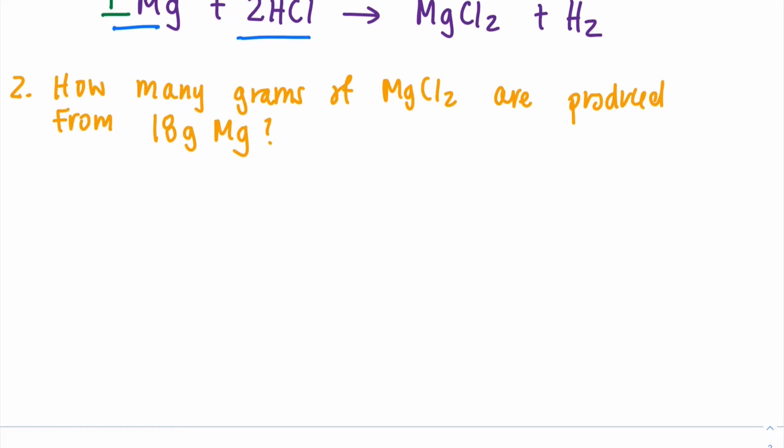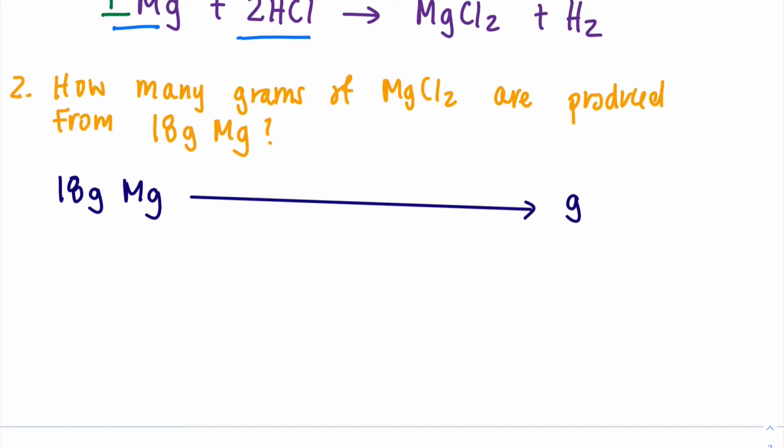Question reads, how many grams of magnesium chloride are produced from 18 grams of magnesium? First step is for us to write out our roadmap. Starting with 18 grams of magnesium, end goal is grams of magnesium chloride.